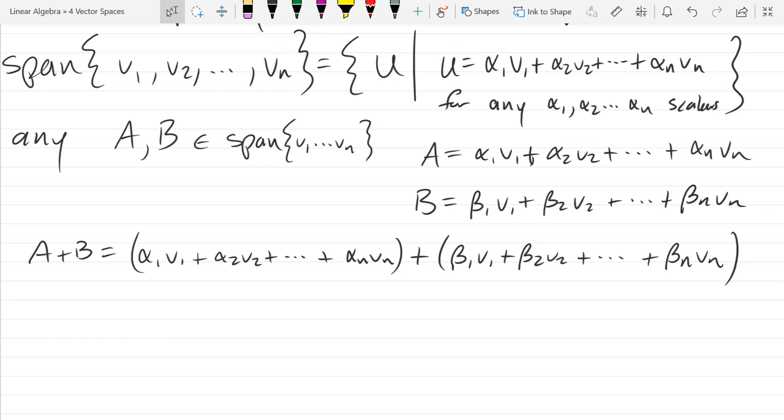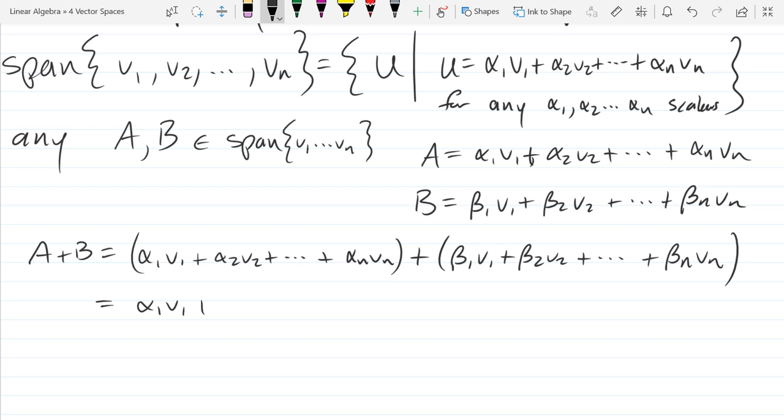All we're going to do is use the commutative property of addition to rearrange the order here. I'm going to move v1 to the front, so we'll write alpha 1 v1 plus beta 1 v1. Vector 2 we'll write next, so this is plus alpha 2 v2 plus beta 2 v2. And we're using the commutative property of addition, so I can rearrange the sum. Now we'll write dot, dot, dot, keep going, and put the vn at the end: alpha n vn plus beta n vn. So all we did was reorder addition.